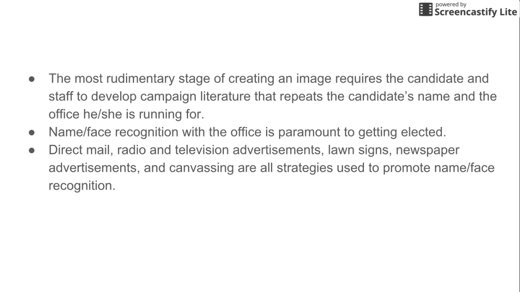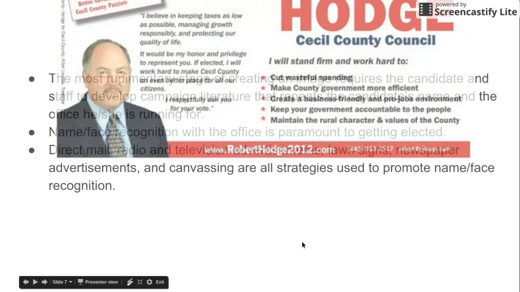Direct mail, radio and television advertisements, lawn signs, newspaper advertisements, and canvassing, which is basically where supporters of that candidate, volunteers typically, go around neighborhoods and knock on people's doors and try to talk to them about the candidate and try to get support for that particular candidate. So these are all strategies used to promote name and face recognition.